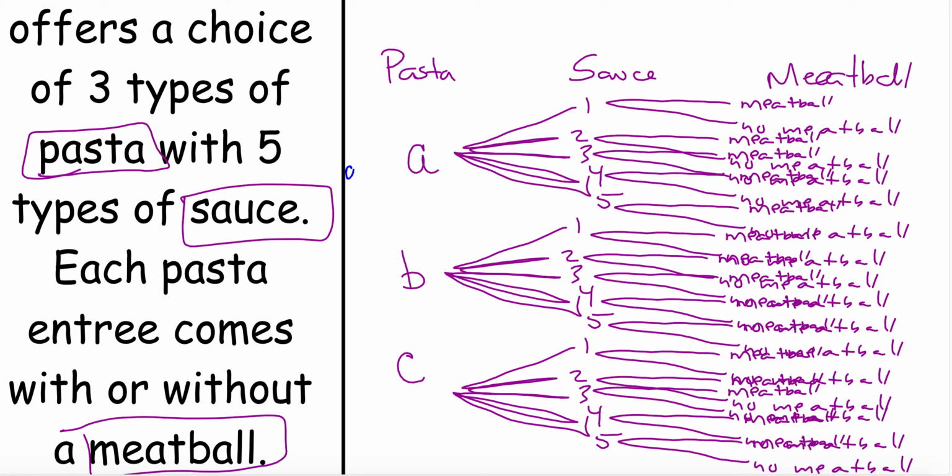I could have had pasta A with sauce 1 with meatball, pasta A, sauce 1, no meatball. Pasta A, sauce 2, meatball, pasta A, sauce 2, no meatball. I'm not going to list these all out. Hopefully you did. But your sample space then should be around 30. You should have 30 different types listed here in your sample space. There'd be 30 different lines of options that you could eat if you had 3 types of pasta, 5 types of sauce, and a choice between a meatball or no meatball.